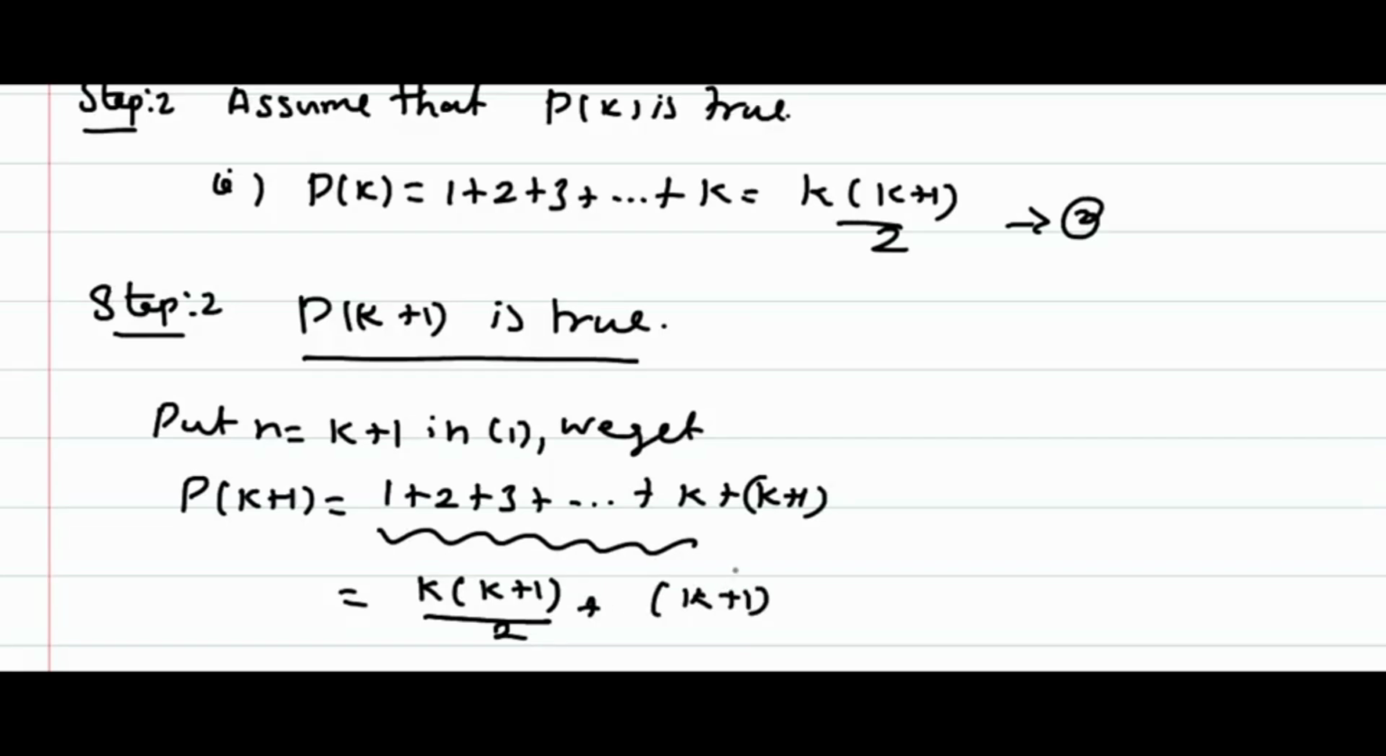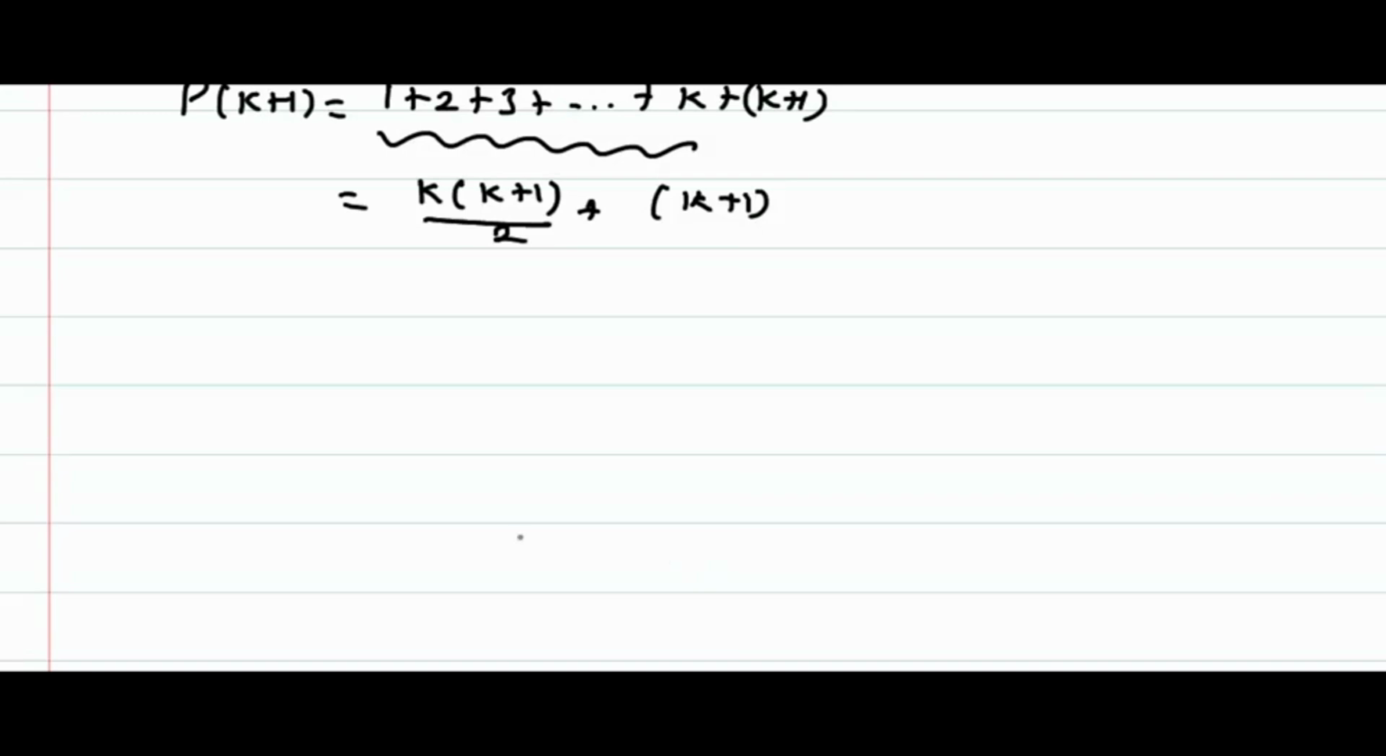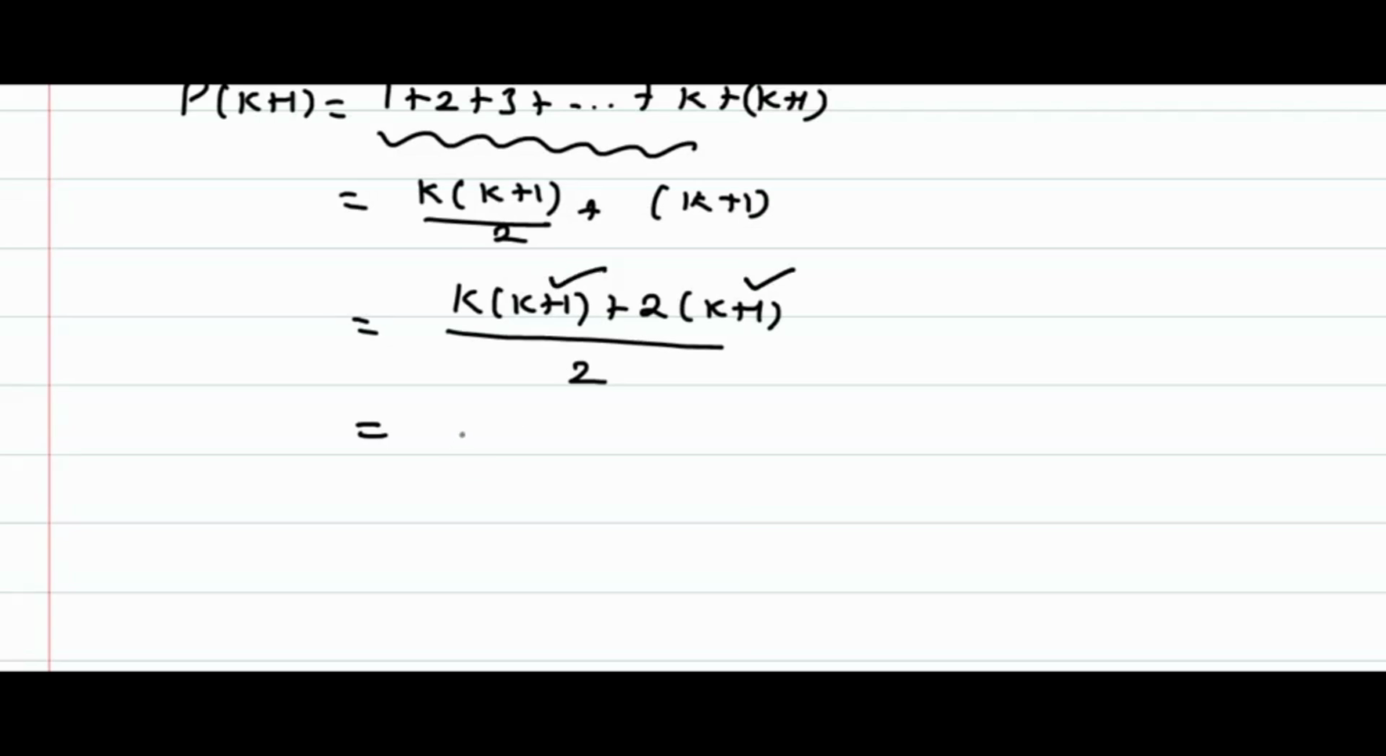Now we simplify this equation. Take the LCM, which is 2, so we get k into k plus 1 plus 2 into k plus 1, all by 2. Now we need to simplify this. Here k plus 1 is common, right? So we take k plus 1 outside, and we get k plus 1 into k plus 2, by 2. Hereafter we are unable to simplify this further.